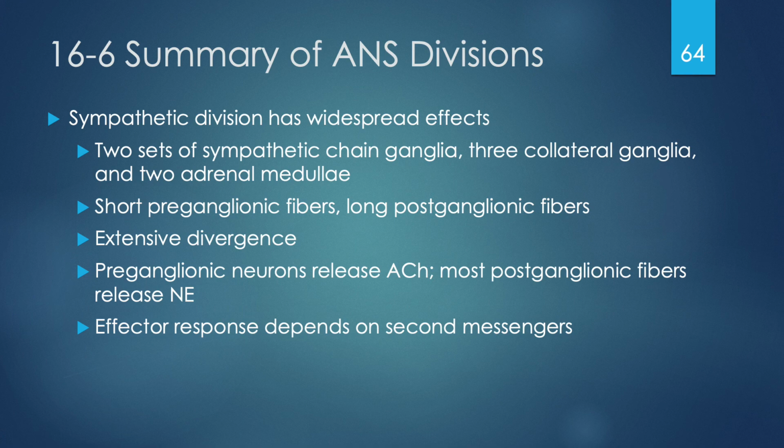So the sympathetic division is going to have those short preganglionic fibers, but postganglionic fibers that are quite long. There's extensive divergence, meaning branching, in the sympathetic division. And the preganglionic neurons are going to be releasing acetylcholine, and most of the postganglionic fibers are going to release norepinephrine. The effector response in the sympathetic division is going to depend on second messengers involved.